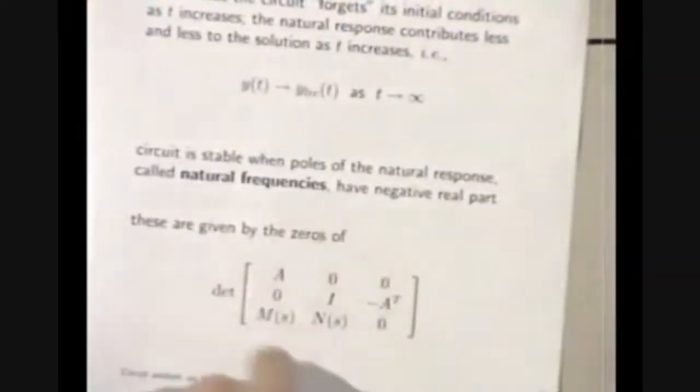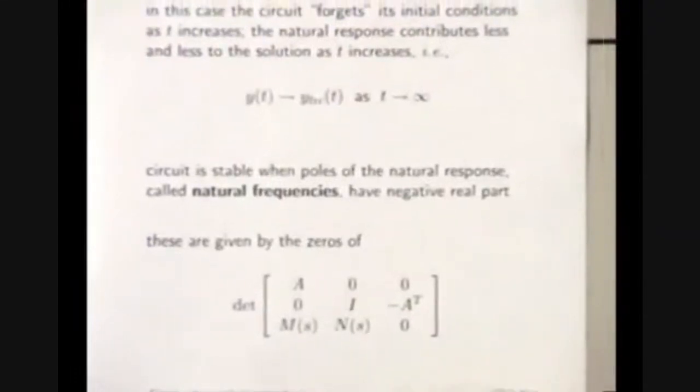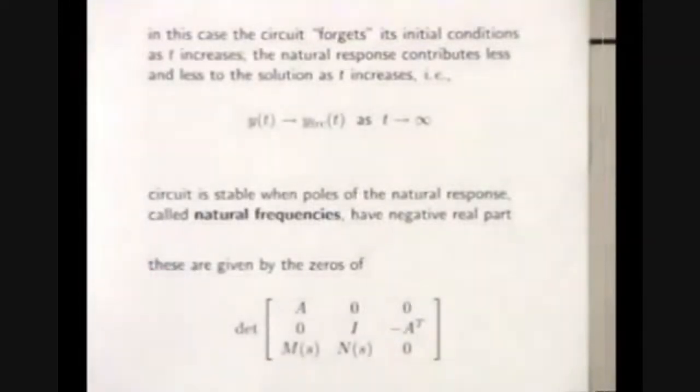That is the case when the poles of the natural response, which are the zeros of this polynomial, this determinant here, or this rational function, when these are zero. So these are called the natural frequencies of the circuit. Okay? And in most cases, circuits are designed to be stable. In other words, left alone, the effects of the initial conditions decay.